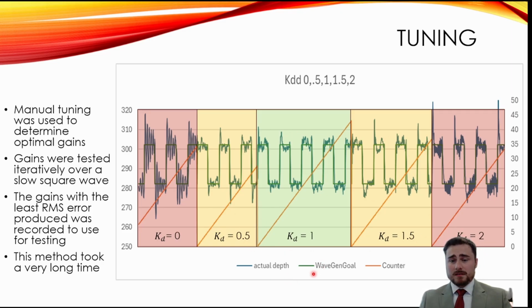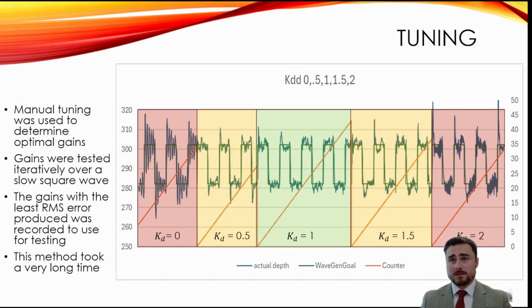And you can see to the right, the different gain values were separated based on the time that they were operating. And so I took the error that was produced for each of these sections and I put it through a root mean square function to capture the variance of the error. And then the gain that produced the least amount of RMS error was recorded to use for testing. And as you can see for this one, it was a KD of 1. So that was my derivative gain, which produced the least amount of error with a value of 1.